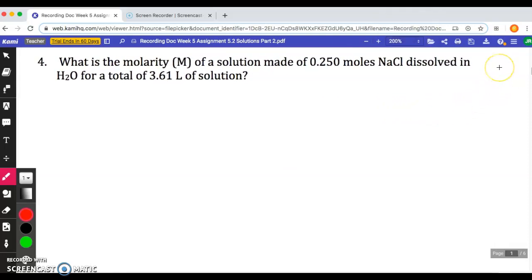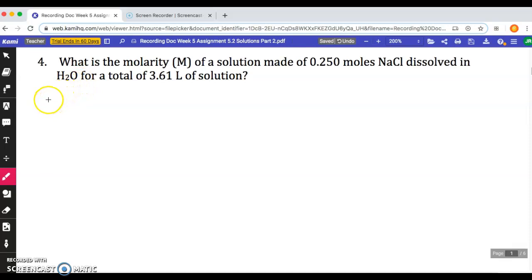Is number 4. What is the molarity of a solution made of 0.250 moles sodium chloride, NaCl, dissolved in H2O for a total of 3.61 liters of solution?